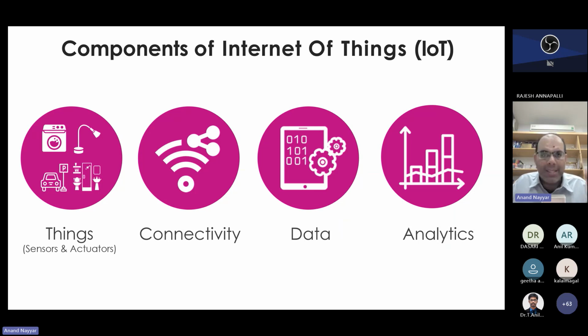We have the things, which are sensors, and connectivity, which I've already explained to you: 5G, NB-IoT, LoRaWAN. We have the data, super data that is coming. That is super imbalanced data, unstructured data. And we need analytics to make this data usable and to transform it for value addition.